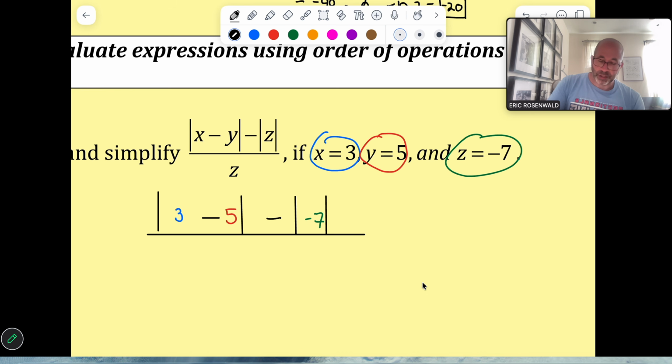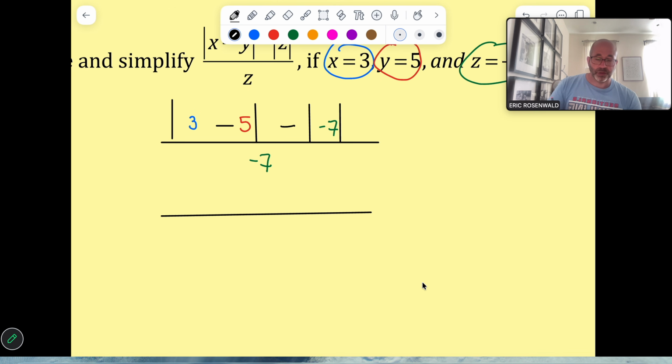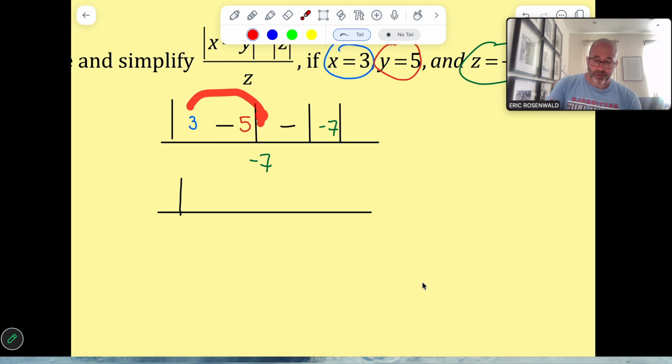And then for z, we're going to put in a -7 on the bottom. All right, so order of operations, let's do the top first. But since there's multiple grouping symbols, we'll do each one individually. The first part there, we're going to do 3 minus 5. So the 3 minus 5 is going to give us a -2.